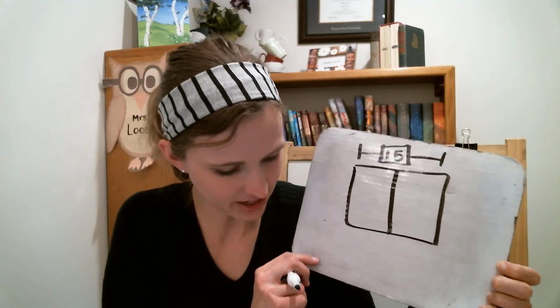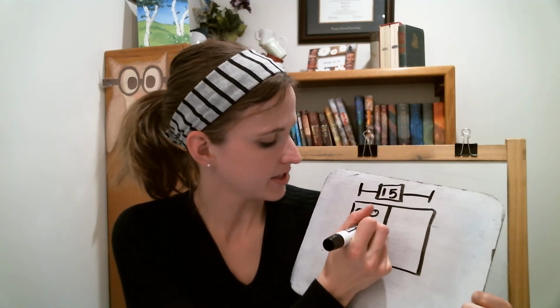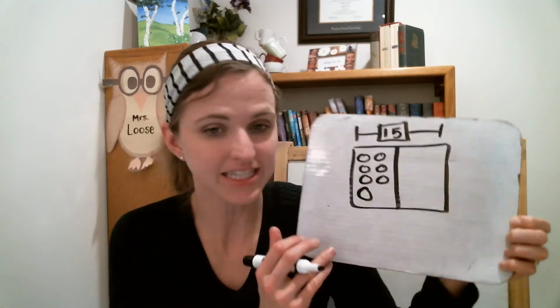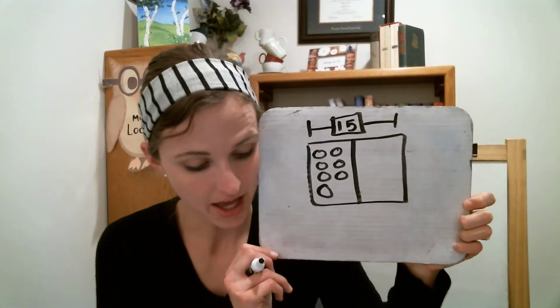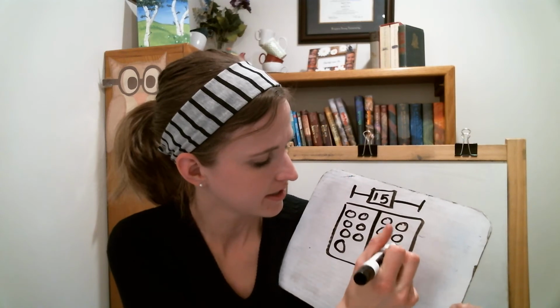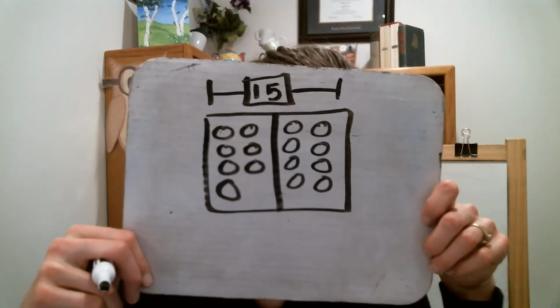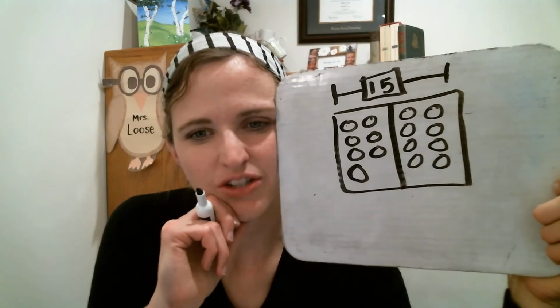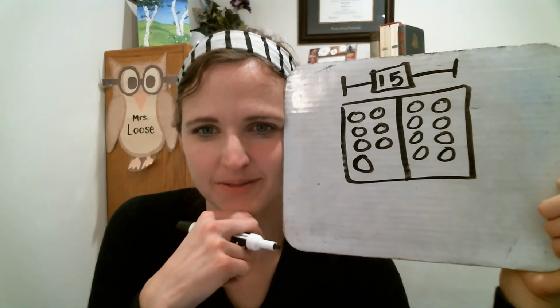Let's do some more think addition. If you saw this picture, it's a part whole picture, and you saw the number 15 on the top. And then you saw 7 dots. 1, 2, 3, 4, 5, 6, 7. I don't know why I counted that so slow. But 7. And then over here you saw 8 dots. Here's a part whole picture. What subtraction facts are related to this picture?